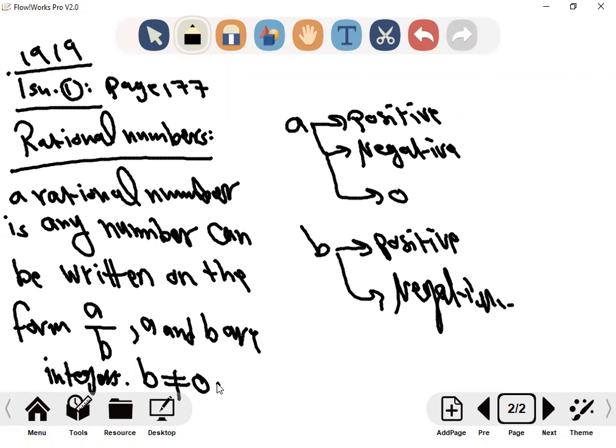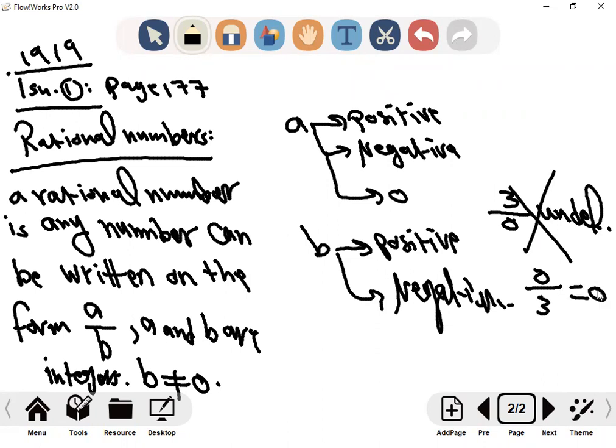For example, I cannot write 3 over 0. This is what? Undefined. There's something undefined in math. The denominator cannot be 0. Whenever you have a denominator 0, this is undefined value. But up, no problem. 0 over 3 means 0 divided by 3, which is defined. How much? 0. Got it? So if you put any two numbers over each other, but these numbers should be what? Integers.